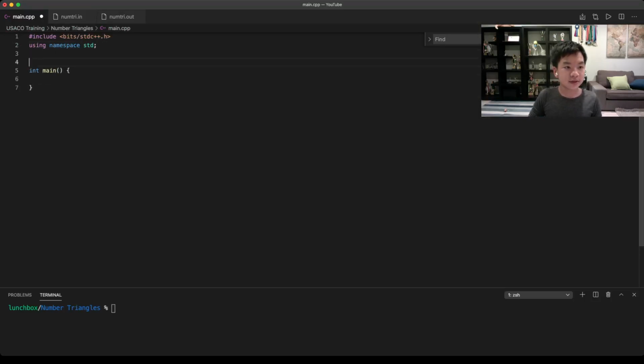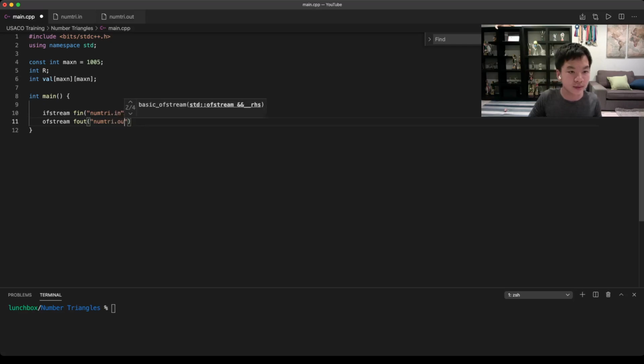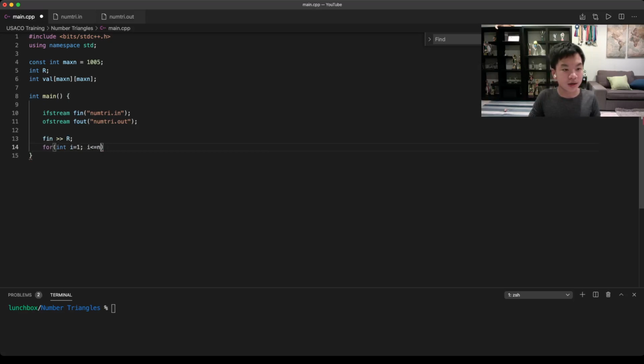Okay, so we have our R, which is the number of rows, and we have our val, and then let's have our maximum n. Okay, so we have val of max n. Since it would be 2D, we would have max n as well. Over here, we need to read from numtree.in, and then you need to write to numtree.out, because you need to read R. Okay, so basically we can label this from 1 to R, not n.